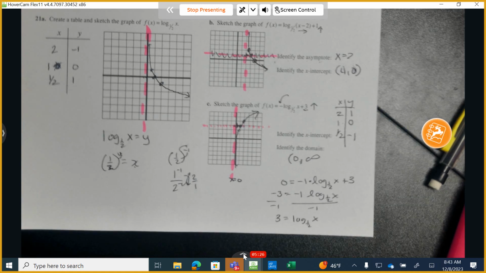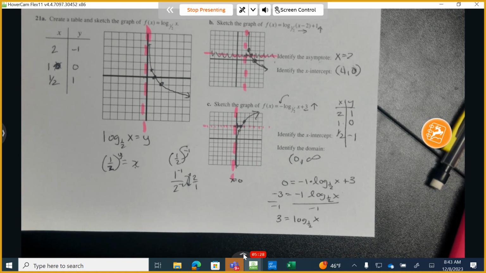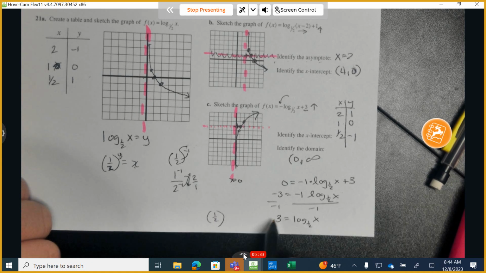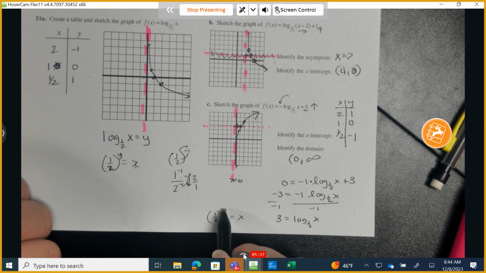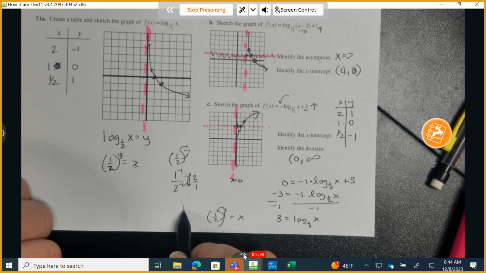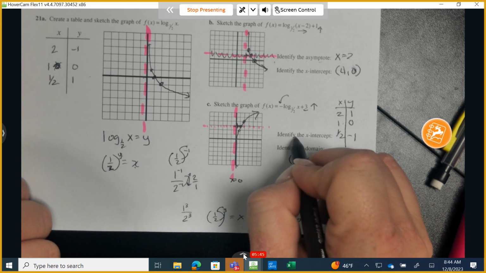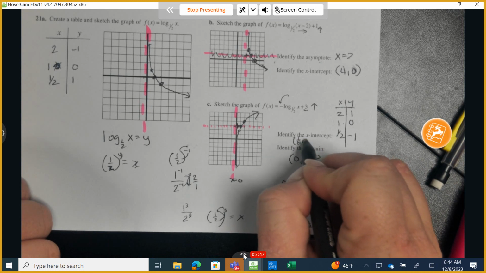Then I'm going to write this right now in exponential form. Remember, exponential form is 1/2 raised to the opposite side equals the answer that's right and back. So if I distribute this 3 to the top and bottom, I get 1 to the third over 2 to the third. 1 to the third is 1, 2 to the third is 8. So this x-intercept is 1 over 8, 0.